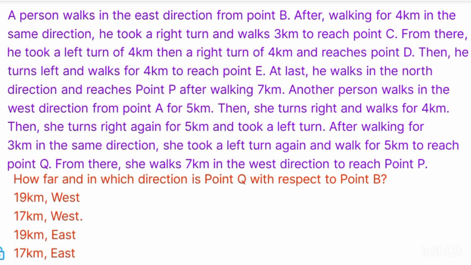So here is a very interesting competitive exam question in which a person walks in the east direction from point B and then he reaches point C, then D and then to the point E, and after that he walks towards north and reaches point P after walking 7 kilometers, and another person walks from point A to point Q and then to point P. So they both meet at point P and we have to find out how far and in which direction is point Q with respect to point B.